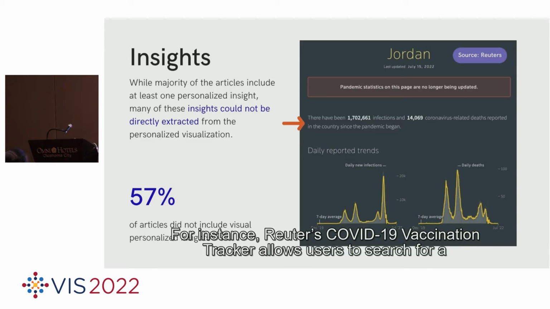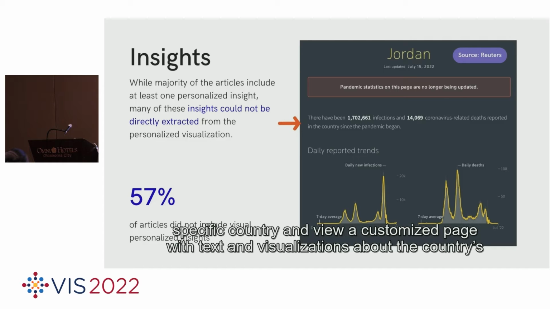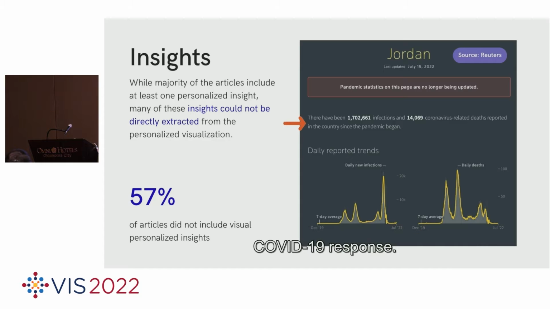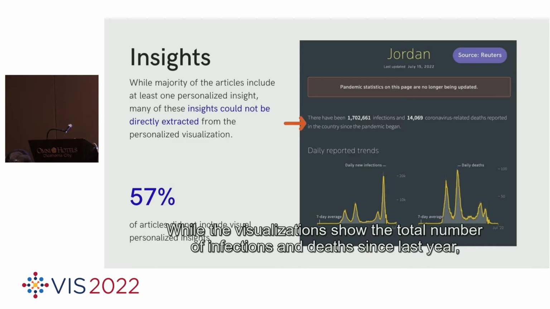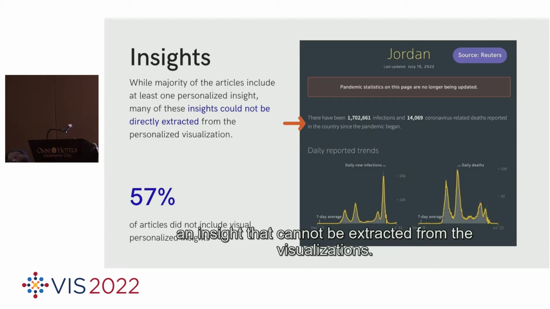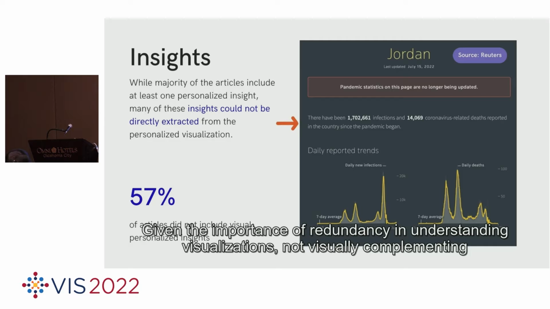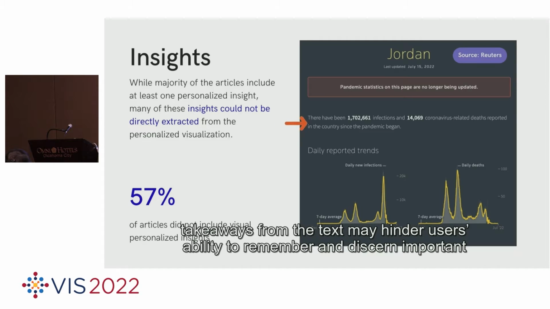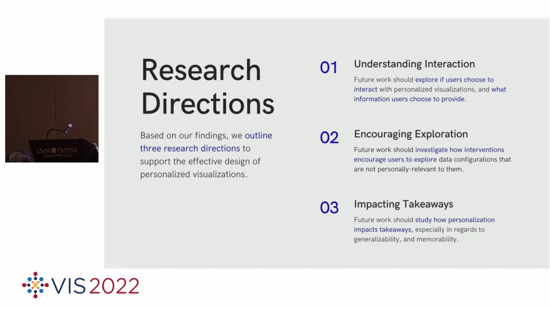For instance, Reader's COVID-19 vaccination tracker allows users to search for a specific country and view a customized page with text and visualizations about the country's COVID-19 response. While the visualizations show the total number of infections and deaths since last year, the personalized text provides cumulative information since the pandemic began, an insight that cannot be extracted from the visualizations. Given the importance of redundancy in understanding visualizations, not visually complementing takeaways from the text may hinder users' ability to remember and discern important takeaways.